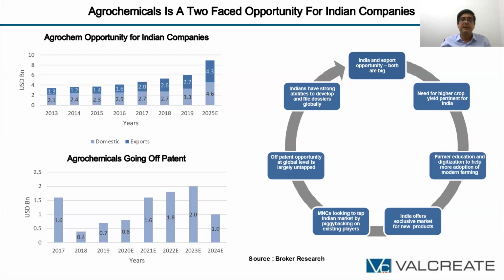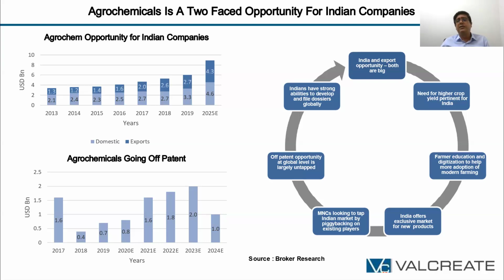So the growth in agrochemicals is going to continue because if you look at the way products are going off patent, similar to pharma generics, every year $1 to $2 billion worth of products are going off patent. And in India, again, the need for higher crop yield is also pertinent. So Indian companies are going to keep milking the benefits of that growth.